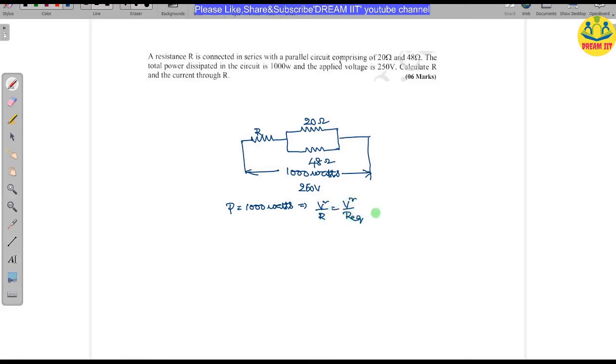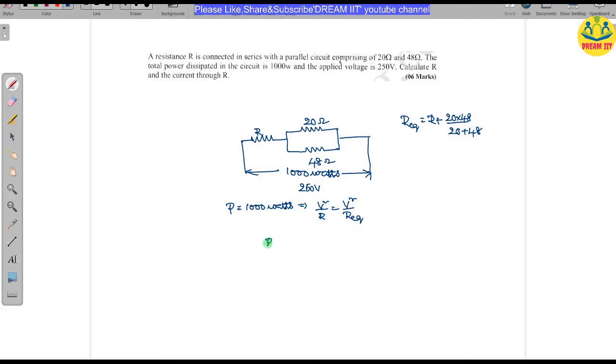In this R equivalent, what is the problem here? R equivalent is equal to R plus 20 into 48, because 20 is in parallel with 48 ohms. 20 in parallel with 48, that is 20 into 48 over 20 plus 48. So you are getting R equivalent here. And you know the 1000, you know the voltage, everything you know except this R value.